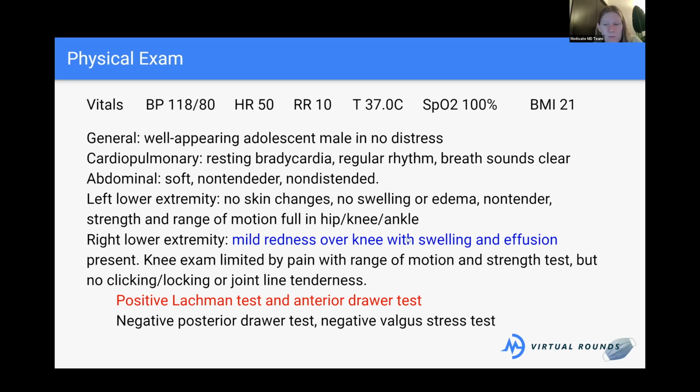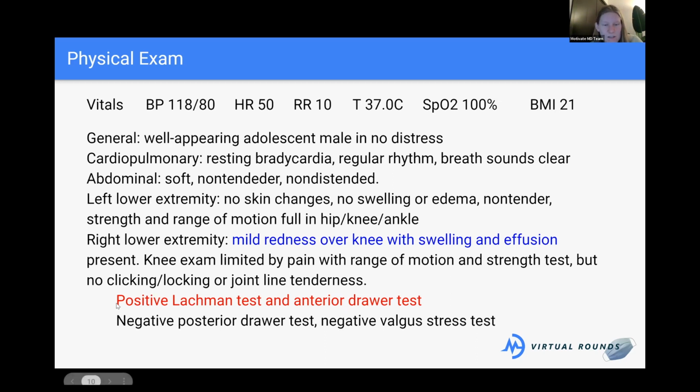So he was limited by pain, but there was no clicking or locking of the joint or joint line tenderness. And that's where, if you were to palpate along the side of the joint and press on it in different spaces, there's no point tenderness on palpation, and moving the joint, we don't notice or feel any clicking or locking.